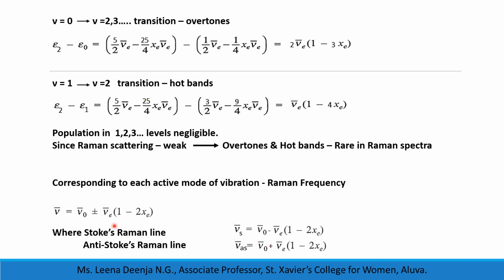Therefore, the Stokes Raman line frequency is given by nu bar S equal to nu 0 bar minus nu bar E into (1 minus 2Xe), and the anti-Stokes Raman line is nu bar AS equal to nu 0 bar plus nu bar E into (1 minus 2Xe).